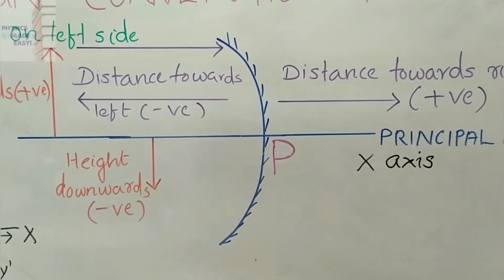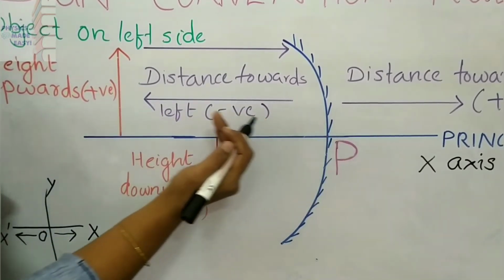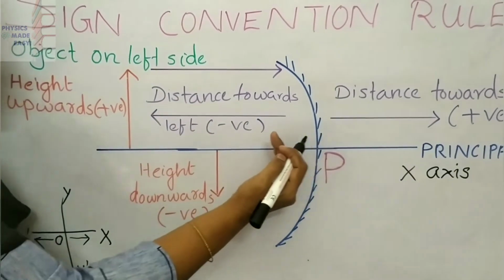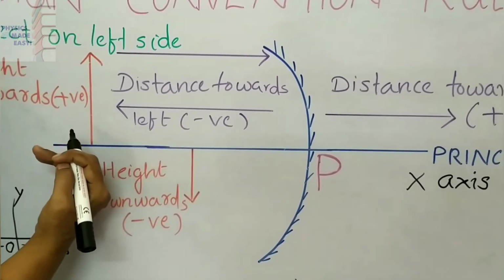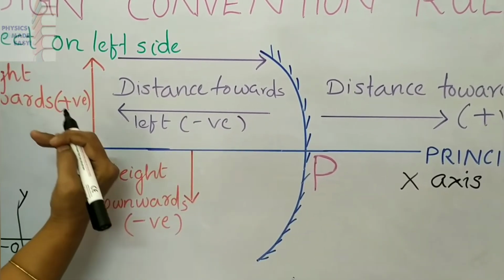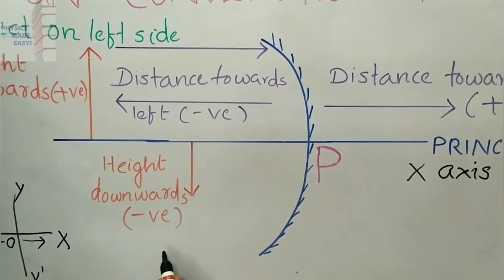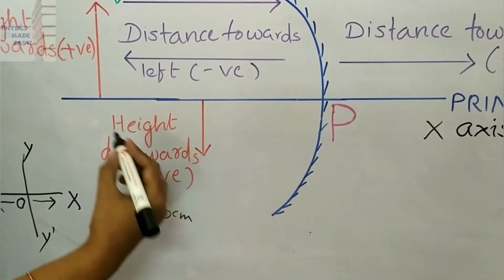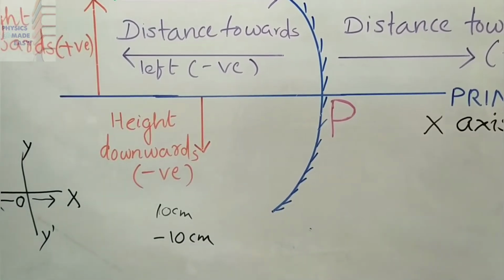Then for measuring distances, if you are placing the object here, you have to measure from the origin only. Last year you studied about origin, reference point, all those things. So from the pole you have to measure. If you are measuring here, you measure from the pole towards the left side. So all those distances you have to take as negative. For example, if you place an object 10 centimeter from the mirror, you have to take the object distance as negative 10 centimeter for doing problems.